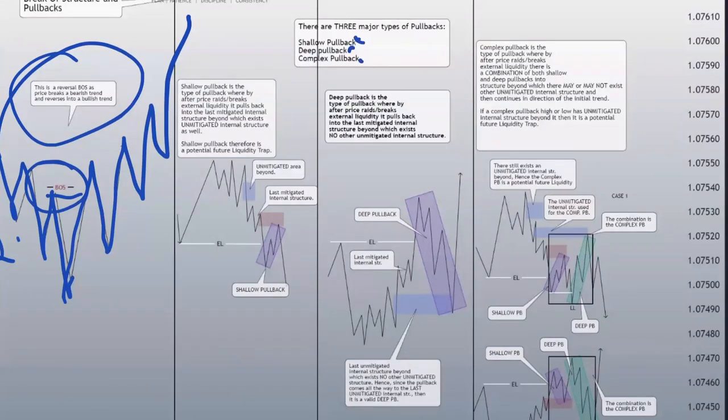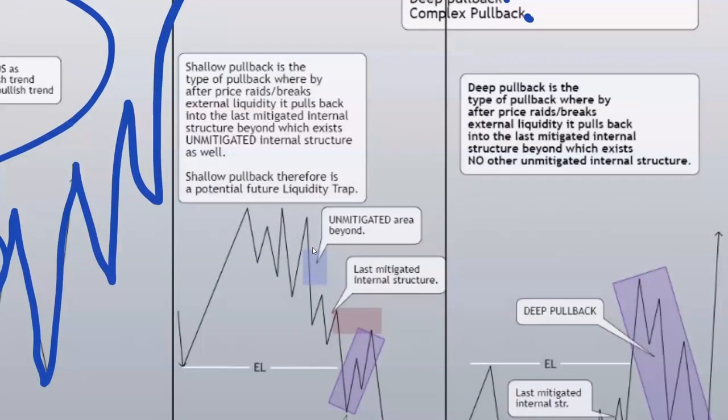Pay attention to the definitions. Like I said, these are the definitions you want to stick with henceforth. All right? Pay attention to the definitions. All right, so a shallow pullback. A shallow pullback is the type of pullback whereby after price raids or breaks external liquidity, it pulls back into the last mitigated internal structure, beyond which exists unmitigated internal structure as well. A shallow pullback, therefore, is a potential future liquidity trap.